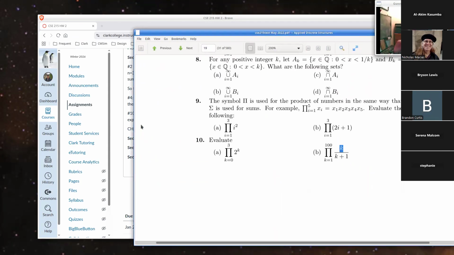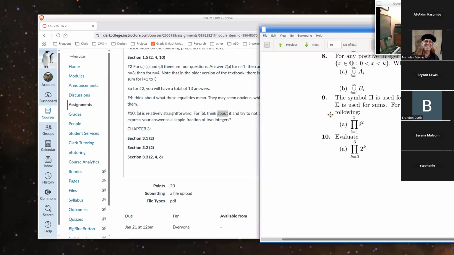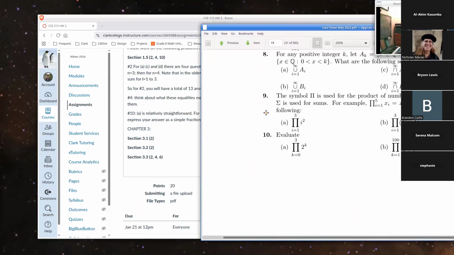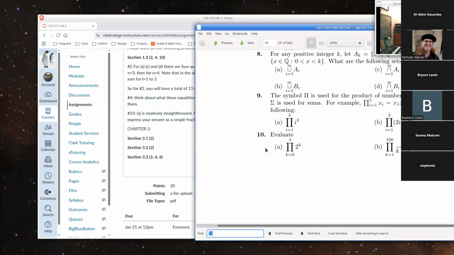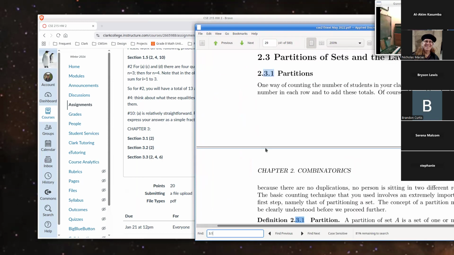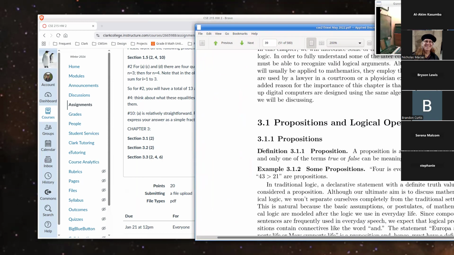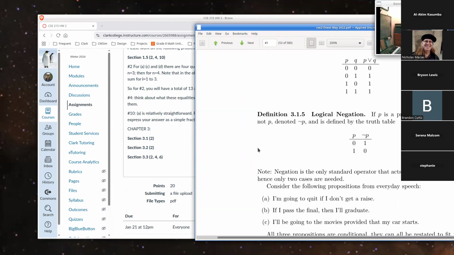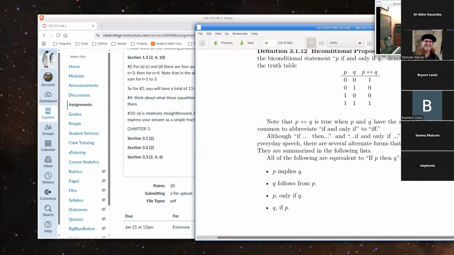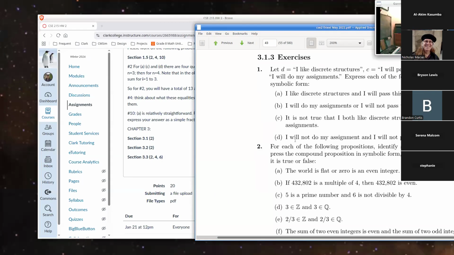So not using factorials, not calculating decimal values and multiplying them, but just think about this product and see if you can write the answer as some number over some other number. And if you mess with it a little bit, you'll probably get there pretty easily. And then the other questions come from section 3. And these are some of the things we've already talked about and that we're going to talk about today.